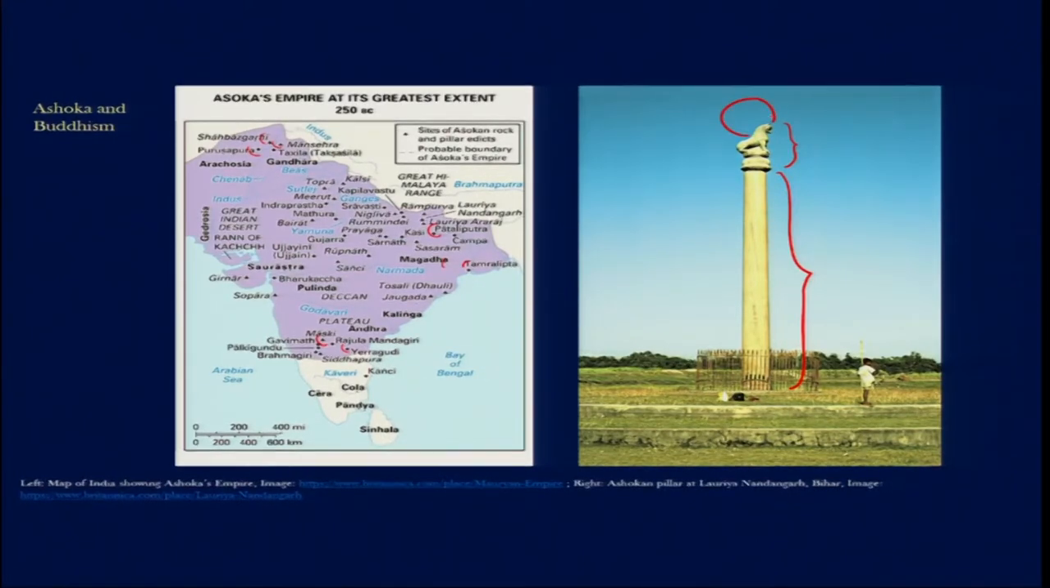And the wheel is also very much important in the idea of Buddhism, because that is the Dhamma Chakra, the wheel of law. And it is believed that Buddha had turned the wheel of law when he preached for the first time in the site of Sarnath, which is close to the city of Varanasi. So that is the reason this particular wheel became a very important symbol in Buddhist art and architecture.